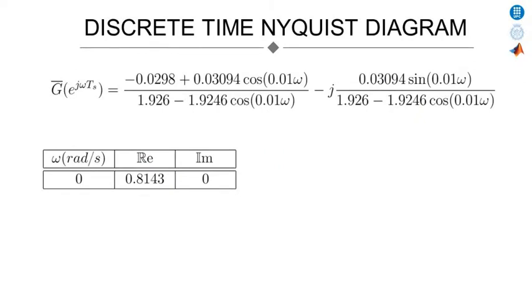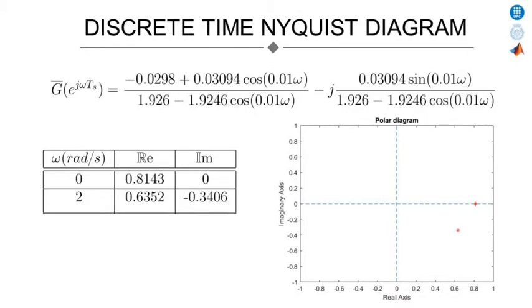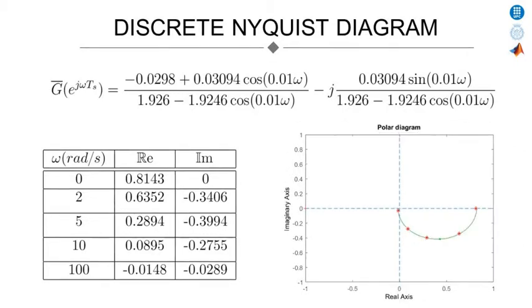The discrete time Nyquist diagram is obtained by evaluating the discrete system's transfer function at different frequencies. As in the continuous time case, a complex number is obtained at each frequency, and by linking all the points the Nyquist plot is obtained. In the discrete time case, frequencies are swept from 0 to pi divided by the sampling time.